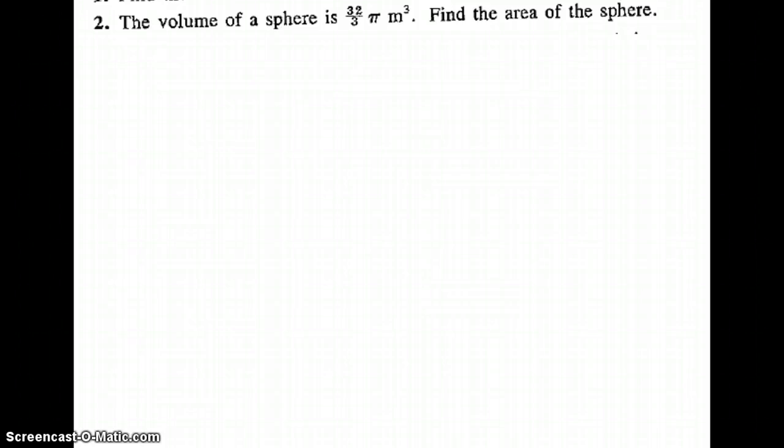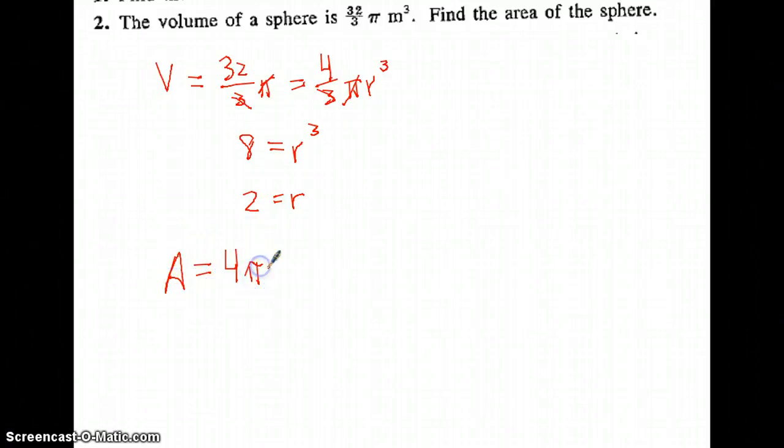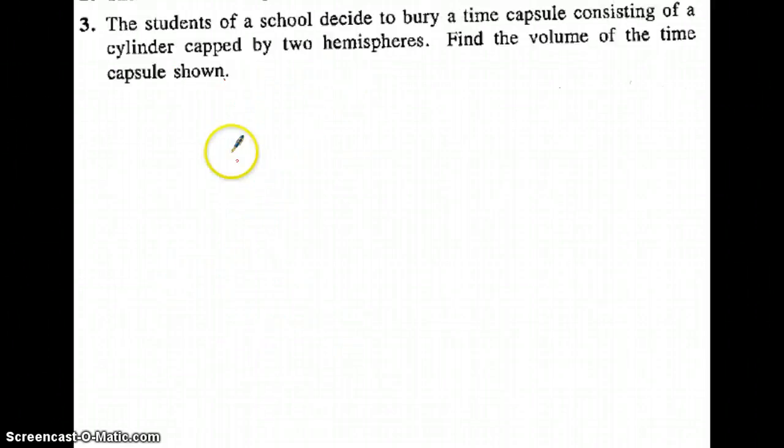All right, now they're starting to get a little fancy here already, and then the second one. The volume is 32/3 pi. Well, that's supposed to equal 4/3 pi r cubed. Well, the pi's cancel. The thirds cancel. Divide both sides by 4, so I get 8 equals r cubed. And of course, knowing this book, it's a nice number. I can do that in my head. Radius is 2. I needed to know radius because I want to put it in here. And that would be 2 squared is 4, so this is just 16 pi. Fair enough.